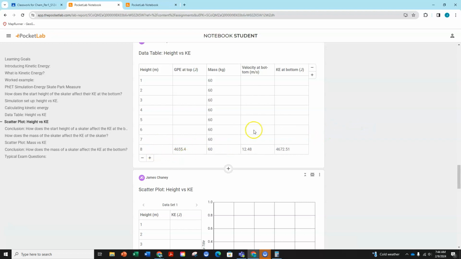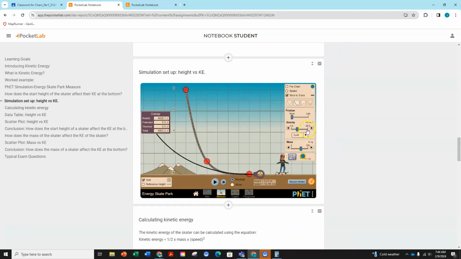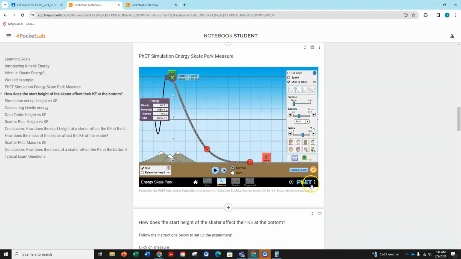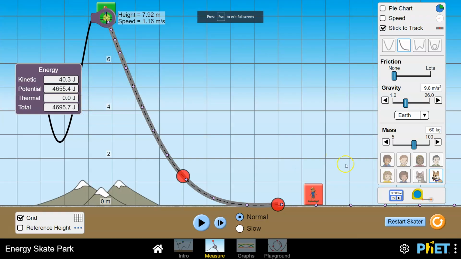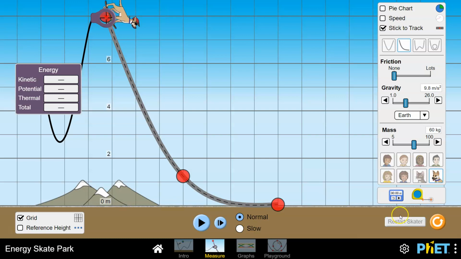So now we're just going to repeat for each height. So to set up your next height, like number 7, what we're going to do is, don't do this orange button. What you want is the restart skater. Otherwise you're going to restart and have to build your track again. So I'm going to bring this guy down to 7, so the line number 7 right there, and I'm going to let him go and press pause.